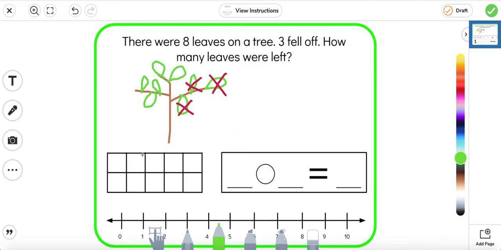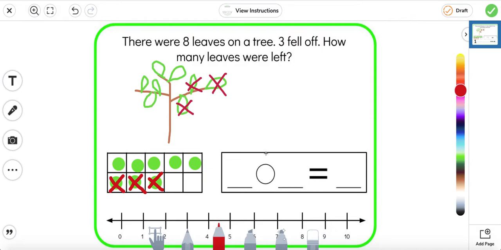Okay, so now I'm going to use my 10 frame to show subtraction. I had 8 leaves at first. That's how many I had in total. So I'm going to do my counters. 1, 2, 3, 4, 5, 6, 7, 8. And I know that 3 fell off, so I need to cross out 3. Oh, let me do it smaller. 1, 2, 3. So let's see if we get the same answer, 5. 1, 2, 3, 4, 5.